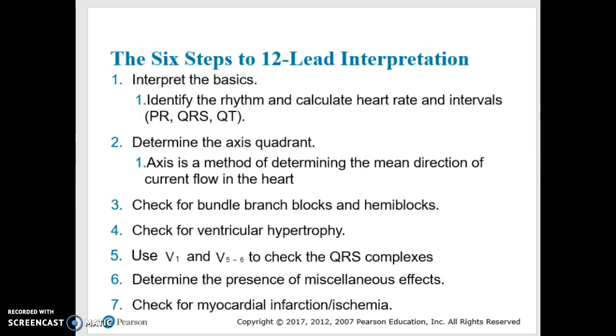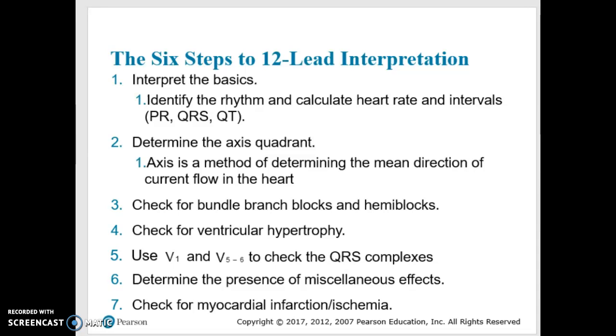Moving forward, there's 6 steps that we're going to go over. There's 6 steps to interpreting a 12-lead EKG. Step 1, we want to interpret the basics. We want to identify the rhythm and calculate the heart rate, and we're going to look at the intervals. Remember, we have a PR interval, a QRS interval, and a QT interval. If you don't remember what those are, please see me and I can show you on a regular strip where to find those intervals. But first we're going to calculate the heart rate and the intervals.